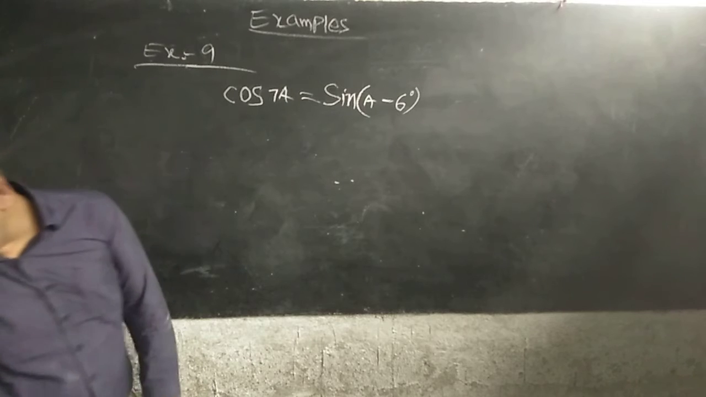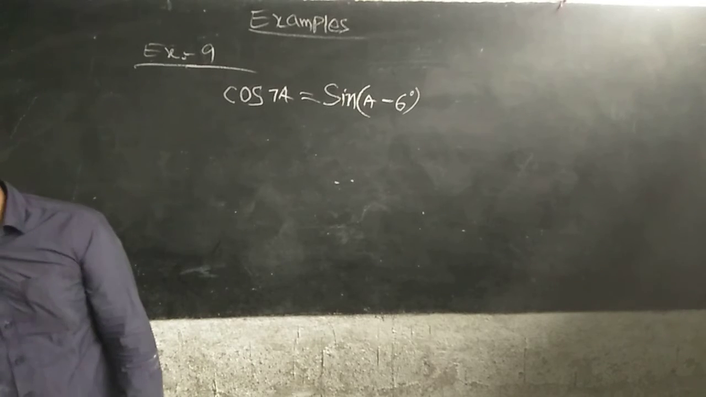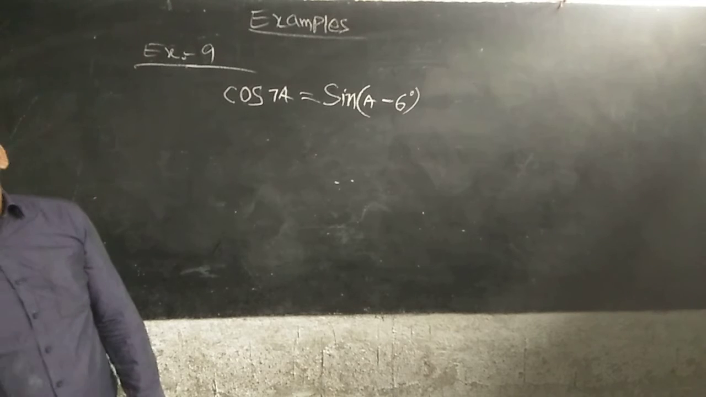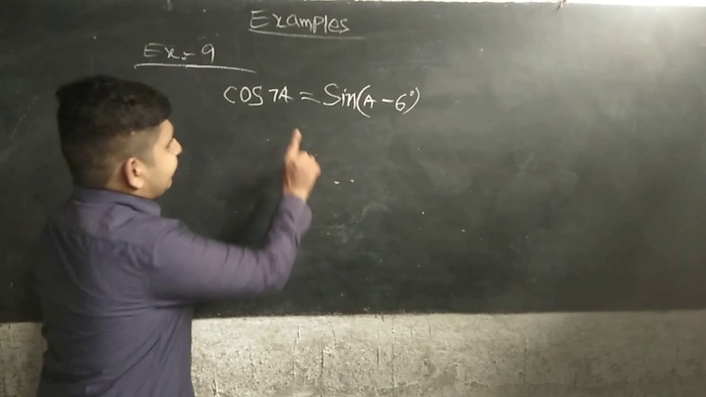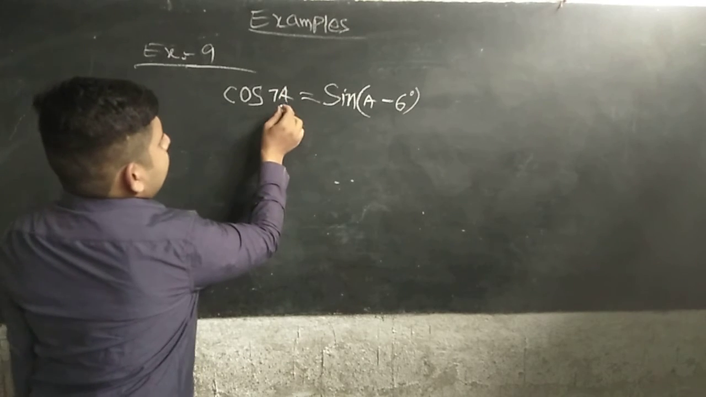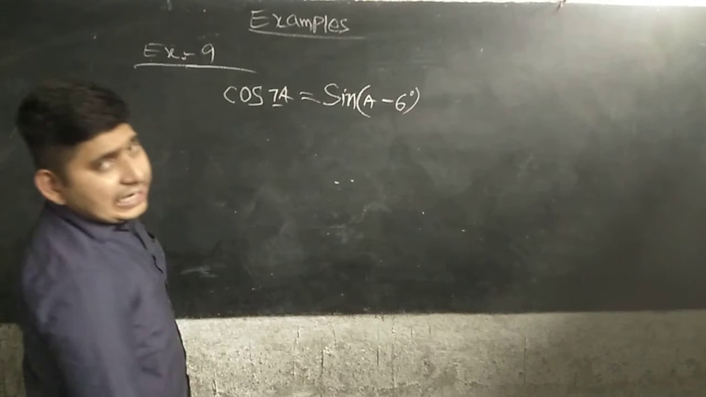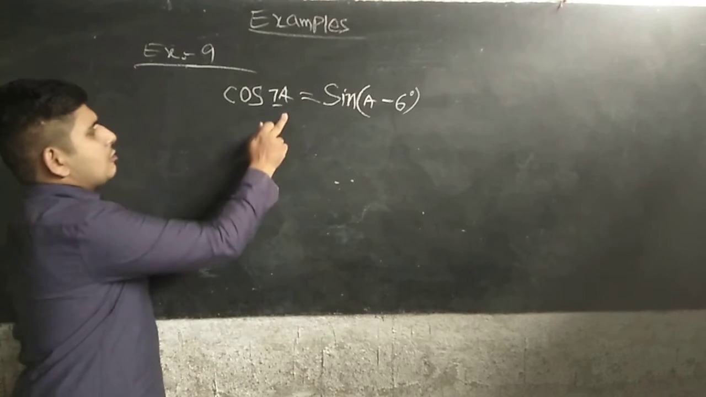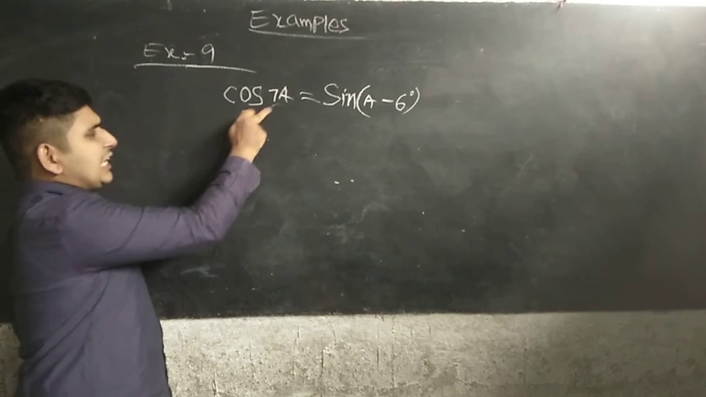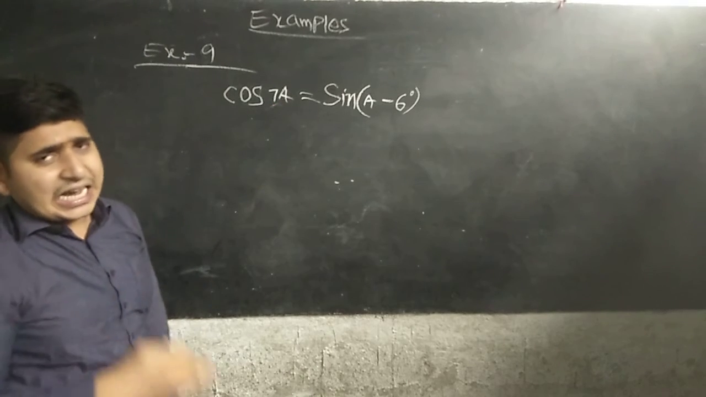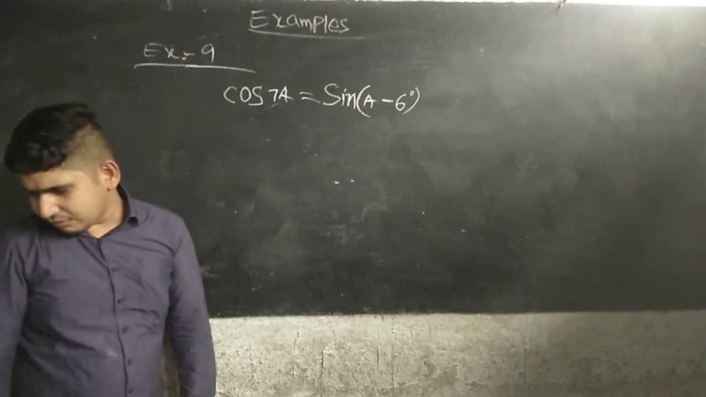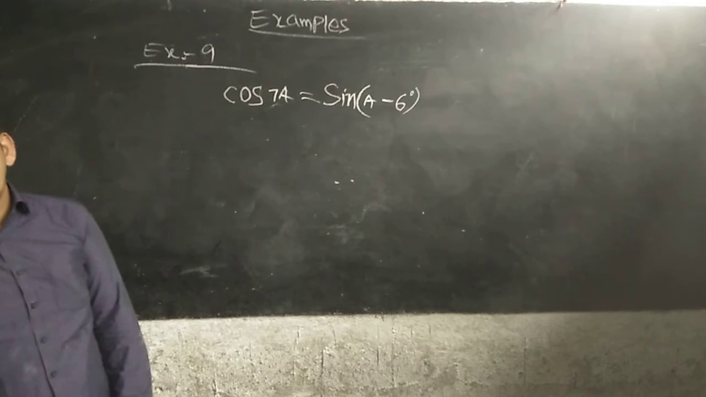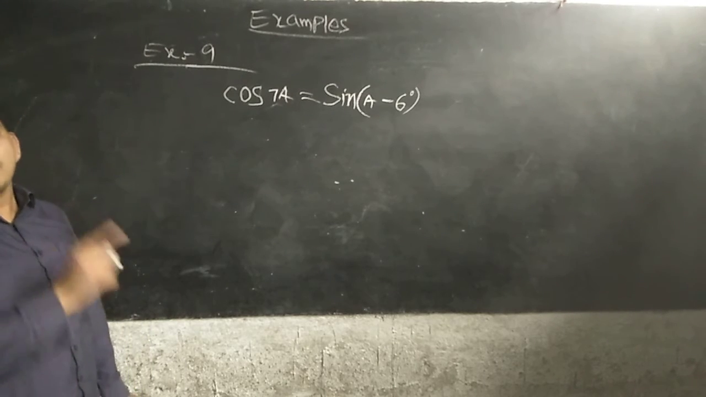If cos 7A equals sin of A minus 60 degrees, where 7A is an acute angle. 7A is an acute angle, and acute angle means less than 90 degrees, so the value of 7A is always less than 90 degrees. Now you have to find the value of A. That is the given problem.